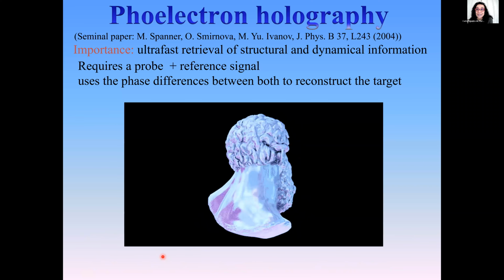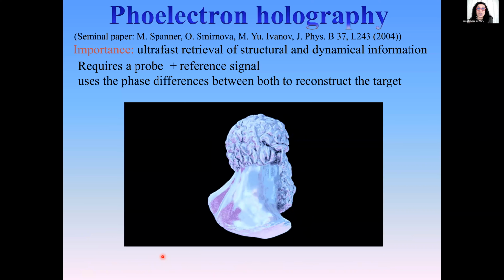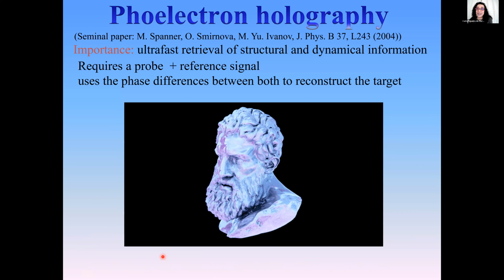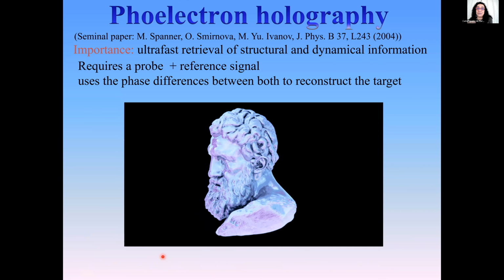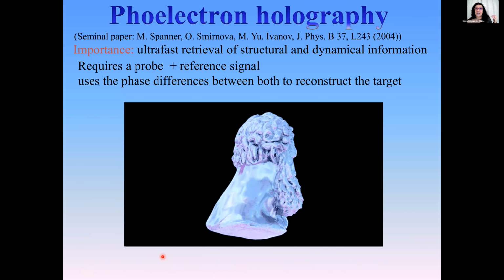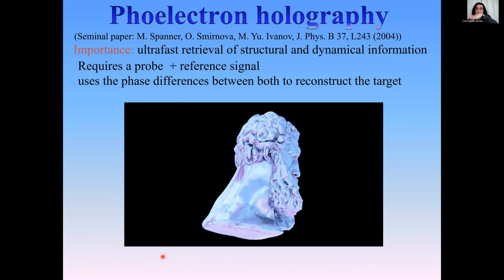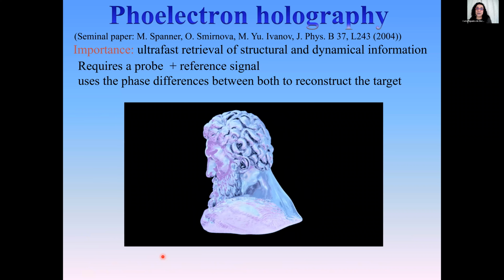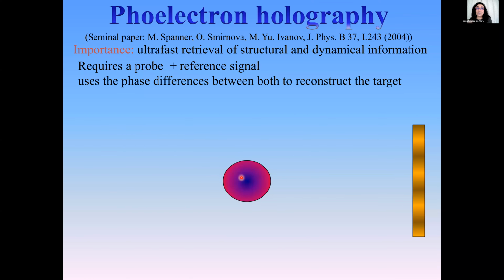So like normal holography, what you're looking at in ultrafast holography is you want to retrieve and reconstruct a target by using phase differences. So you have a probe signal, and then you have a reference signal, and you're going to look at the phase difference between those two, and you're going to reconstruct a target like this image here of this guy.